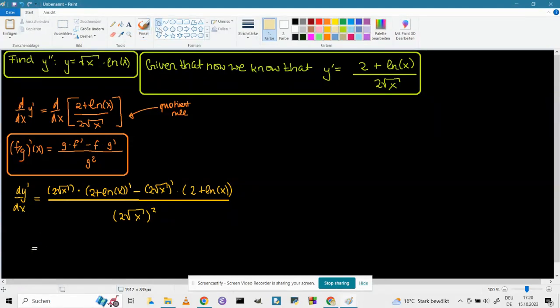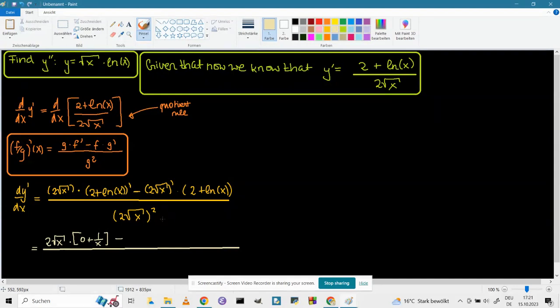And I'm going to give myself another dividing line here. Okay, so now what we have is 2 times the square root of x times 2 plus ln x prime, which is actually 0 plus 1 over x, minus 2 times the square root of x prime.